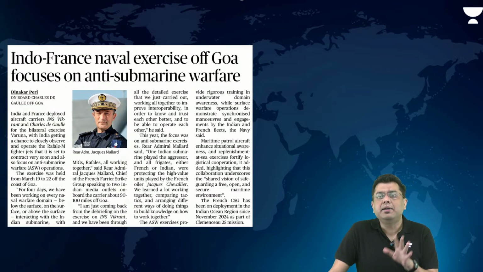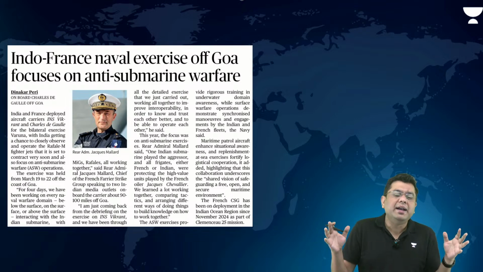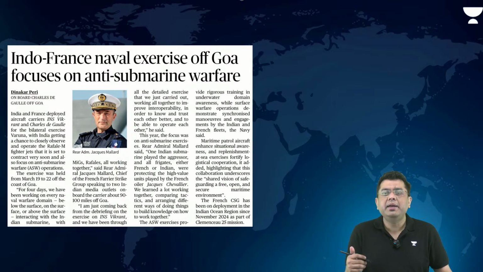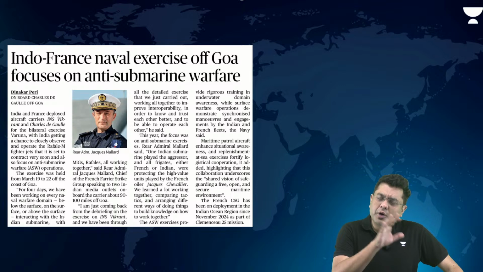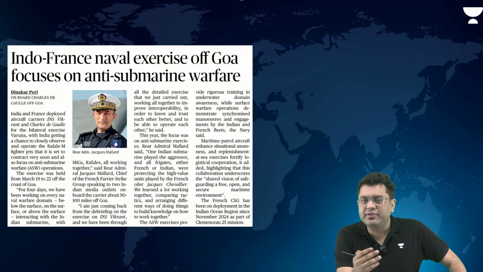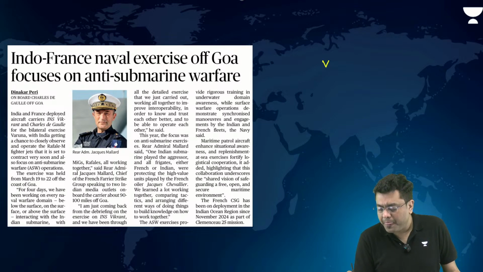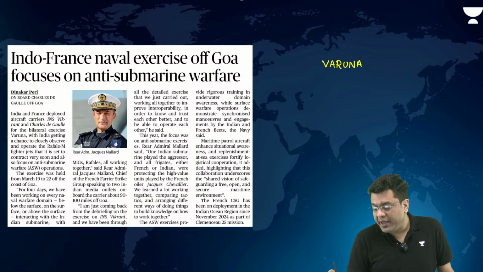Now, Charles de Gaulle and Vikramaditya have been deployed, and there is an anti-submarine warfare exercise owing to aggressive posturing by the Chinese Navy. Now, from here you have to understand that India and France have been carrying out military exercises for a long time now, right? You have the exercise that is Varuna. Varuna is between the navies of India and France. That is important for your prelims.